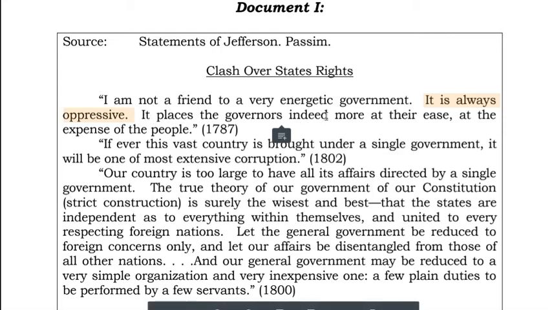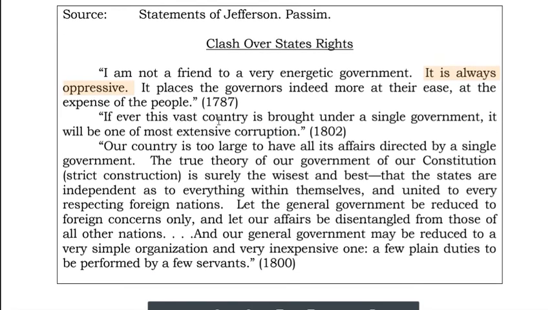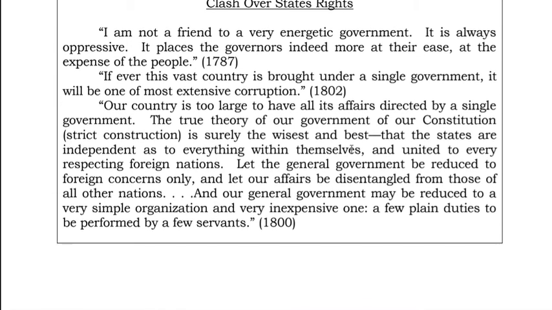It places the governors, indeed, more at their ease at the expense of the people. If ever this vast country is brought under a single government, it will be the most extensive corruption. So if there is a single government, it is a bad thing. Our country is too large to have all its affairs directed by a single government. The true theory of our government, of our Constitution, of our strict construction, is surely the wisest and best, that the states are independent as to everything within themselves, and united as to everything respecting foreign nations.